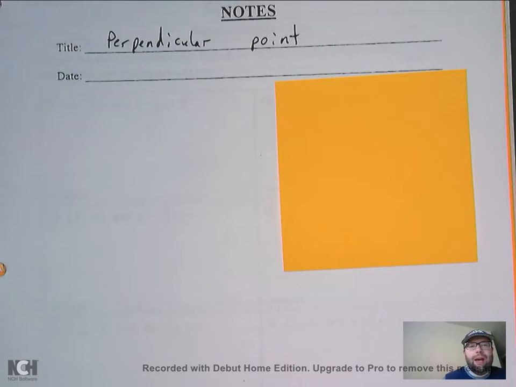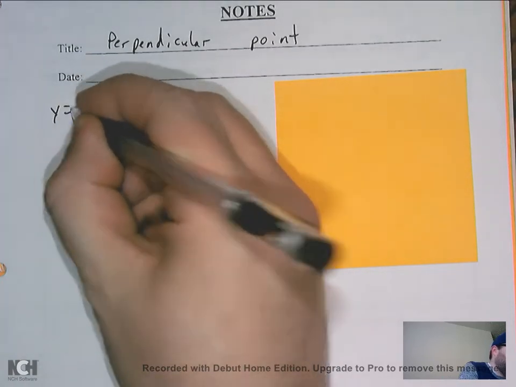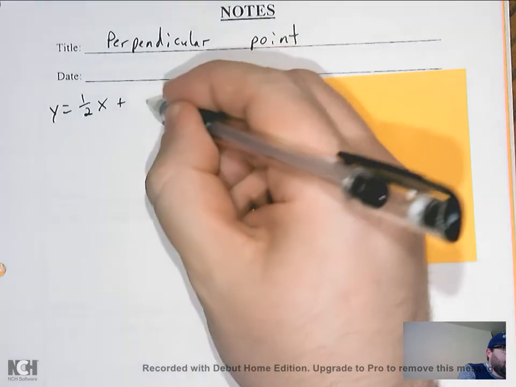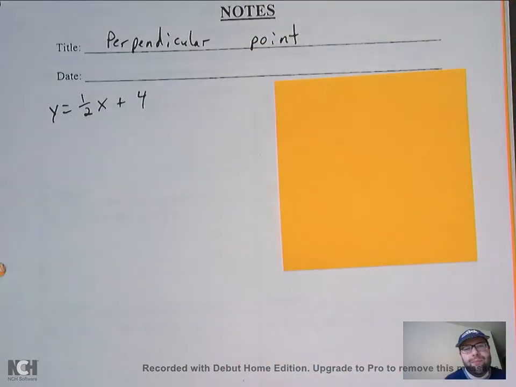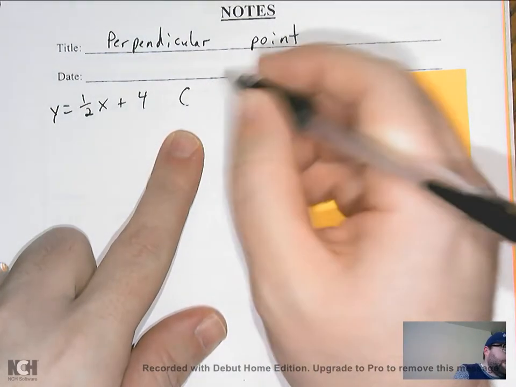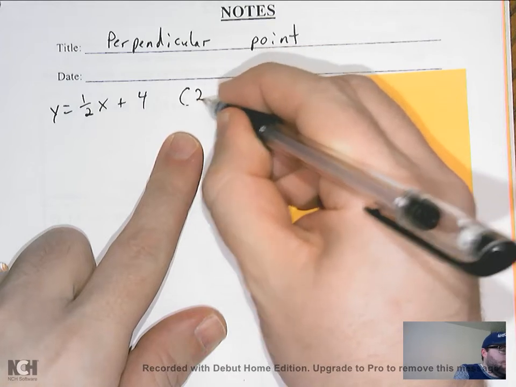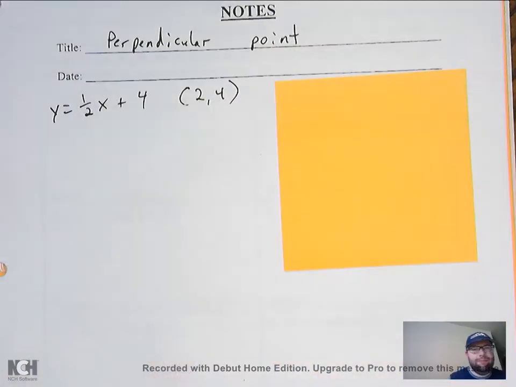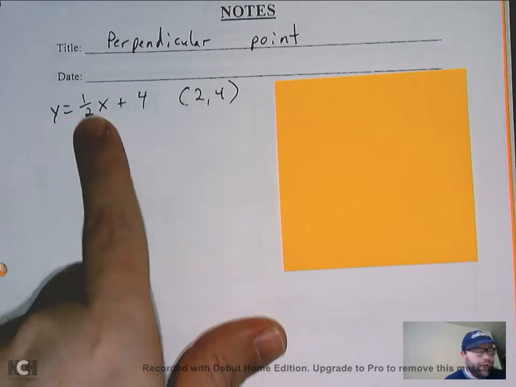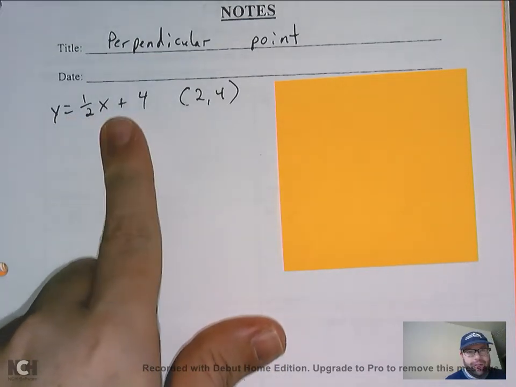Now what's going to happen is they're going to give us an equation for a line. So let's say y equals 1 over 2x plus 4. They're also going to give us a point. So let's say 2, 4. It's a tough one. They're going to want us to create a perpendicular line to this equation.